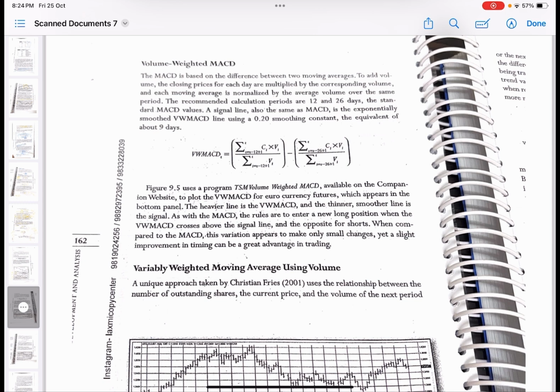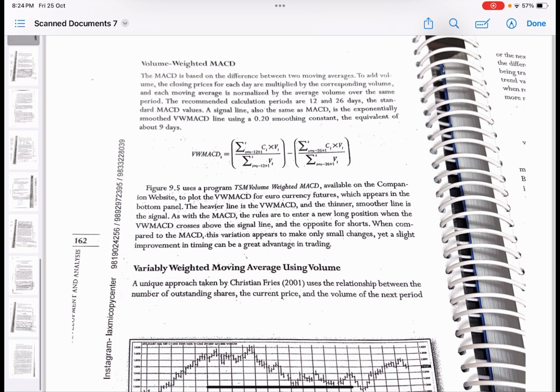Now let's talk about what is a volume weighted MACD. MACD is based on the difference between two moving averages, right? MACD is always the difference between two moving averages. And to add volume, the closing prices of each day are multiplied by the corresponding volume. So each closing price is multiplied by the volume which was there on that day. When you do that, you get the MACD which is based on the volume.